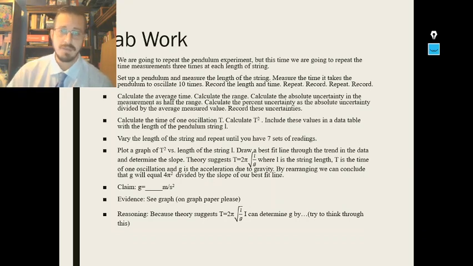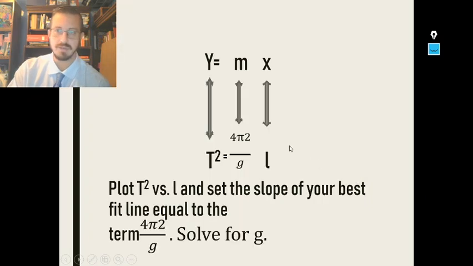And so if theory suggests this, then we can collect some data, plot a graph of it, and calculate what the slope is, and then set it equal to the term 4 pi squared over g, and then solve for g. So you're really just trying to think through the lab there. Let's think about it sort of like this.